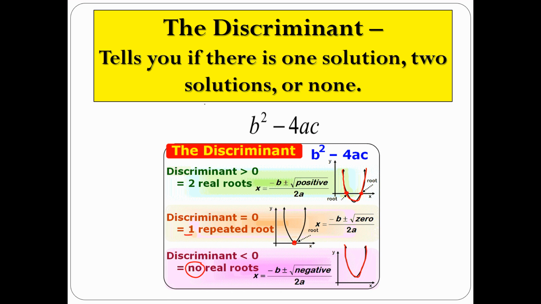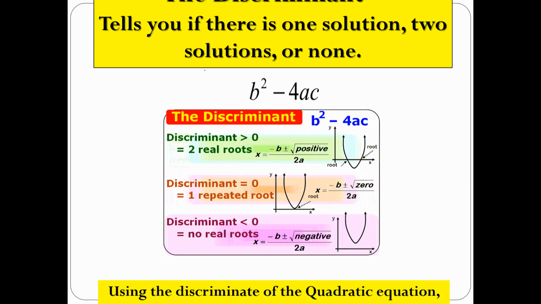You can figure this out without having to go through the entire formula. All you have to do is think about the radical sign, remember this was b squared minus 4ac. If you just take the part that's under the radical sign and you plug in the numbers, we can figure out how many solutions there would be.